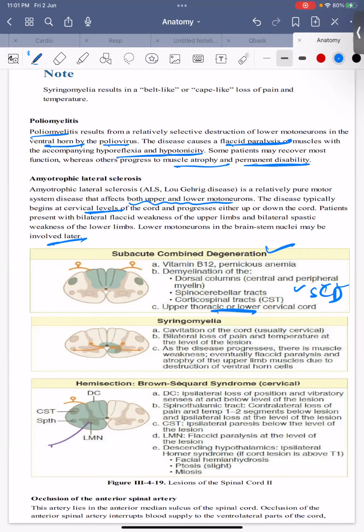Syringomyelia is the presence of the cavity within the central canal of the spinal cord. Here, the most commonly involved fibers are the spinothalamic tract because they are crossing in the form of the anterior commissure.